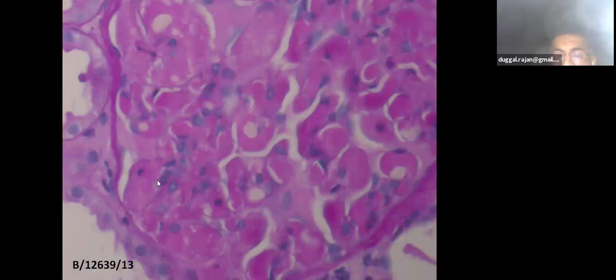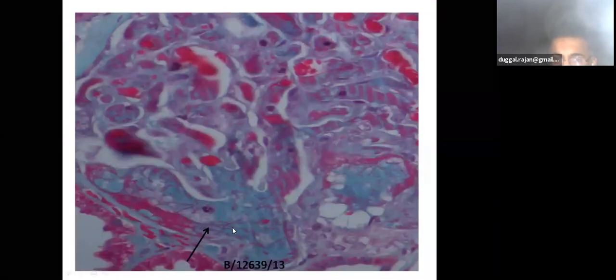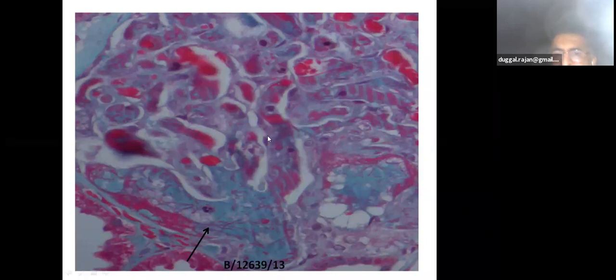Not exactly wire loop, but these kinds of things you can also see in cryoglobulinemia. They look like hyaline thrombi and all that. But when you see these thrombi in the Masson's trichrome, they will show fibrin threads. So the moment you see a glomerulus showing fibrin thrombi within the glomerular capillary loops, and the glomeruli appear very congested, and there is no supporting mesangium, you think of thrombotic microangiopathy.